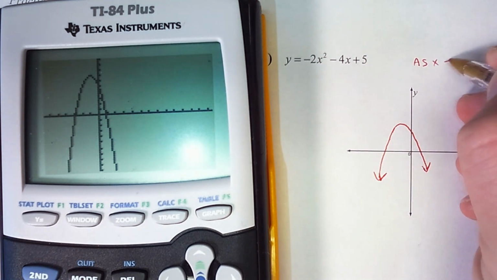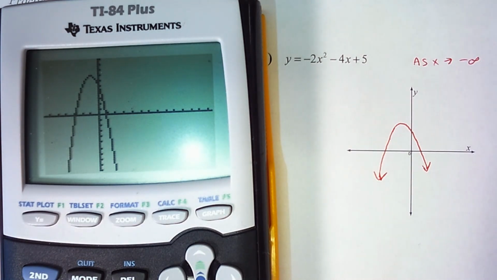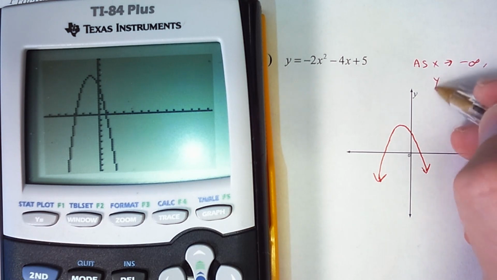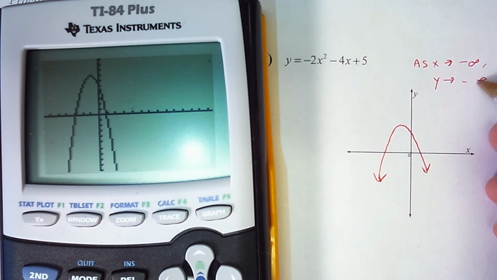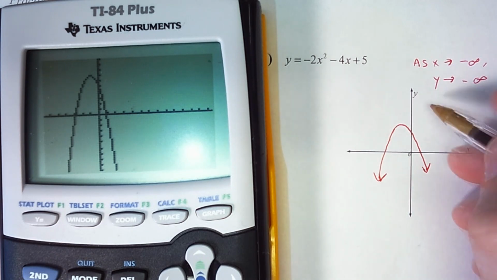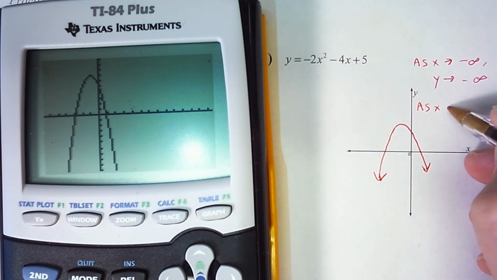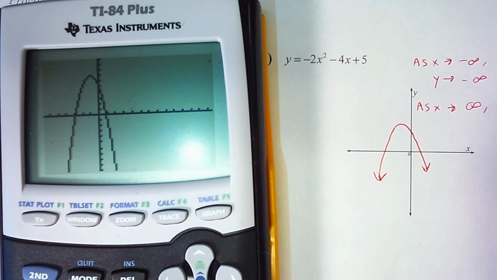So as x approaches negative infinity, so that means on the left side, the y value is going down forever. It's approaching negative infinity. And on the right, as x approaches positive infinity, y is going down forever. y approaches negative infinity.